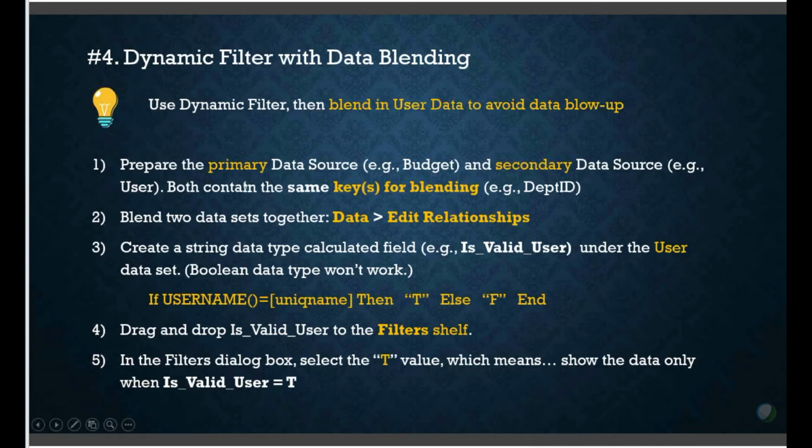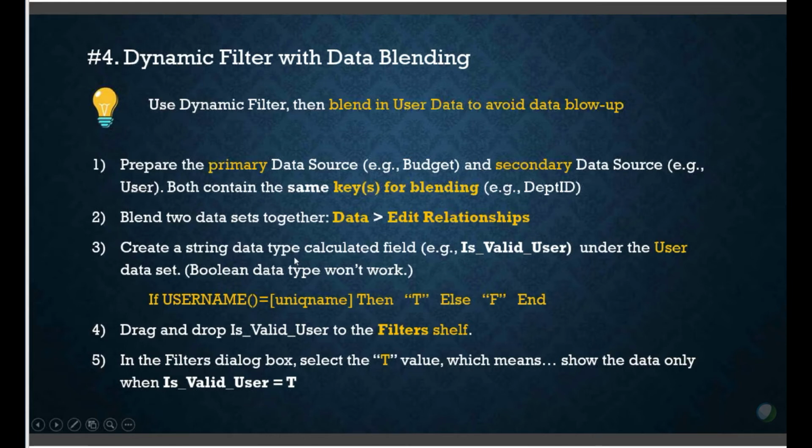So for this solution, you need a primary data source, say budget data, and your secondary data source is users, and it has a user ID. And you need to have the same blending key in the two data sets in order to do the data blending. And you edit the data relationship in the Data menu, Edit Relationships.